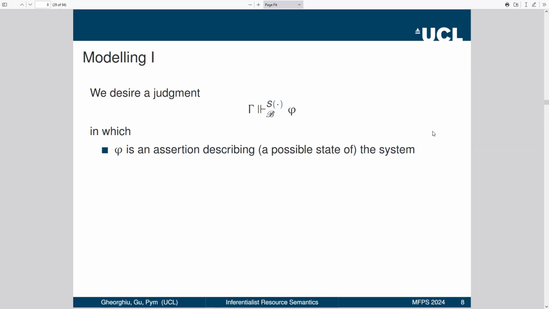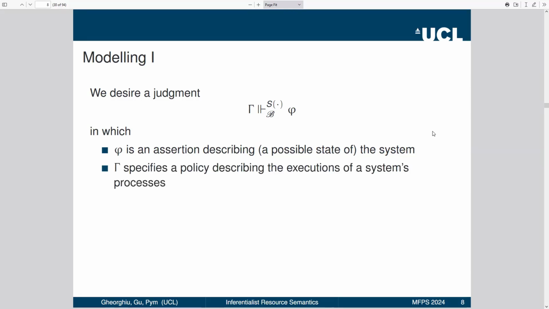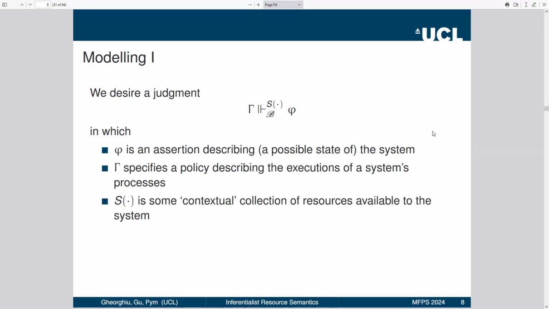So phi is an assertion describing the state of the system, possibly in terms of the resources and processes of that system. Gamma is a policy. By policy, we mean something general that describes the structure and the behavior of the system. Then we have some contextual collection of resources available. When you supply the policy, it might specify that you have some additional resources in certain locations. You plug them into the spot, the dot there, and you get the actual collection of resources you have available.